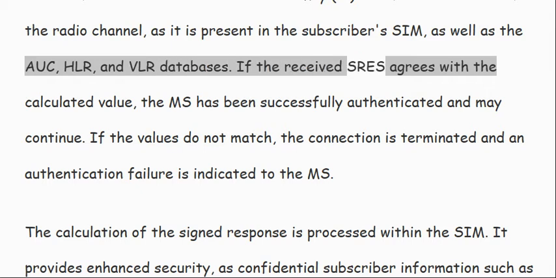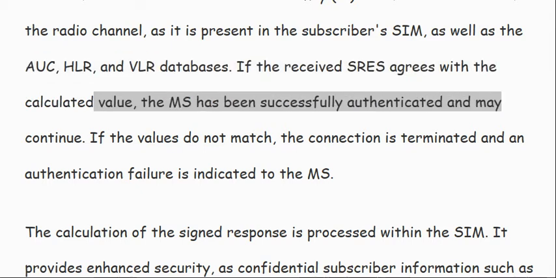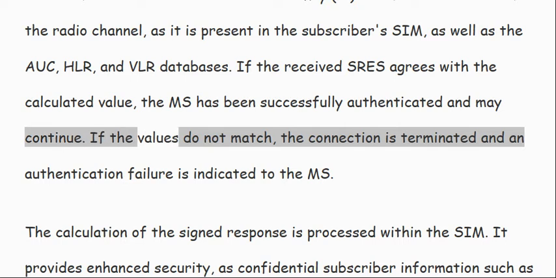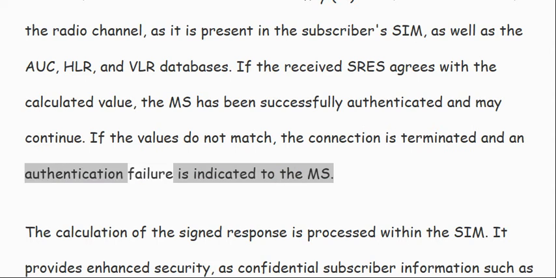If the received SRES agrees with the calculated value, the MS has been successfully authenticated and may continue. If the values do not match, the connection is terminated and an authentication failure is indicated to the MS.